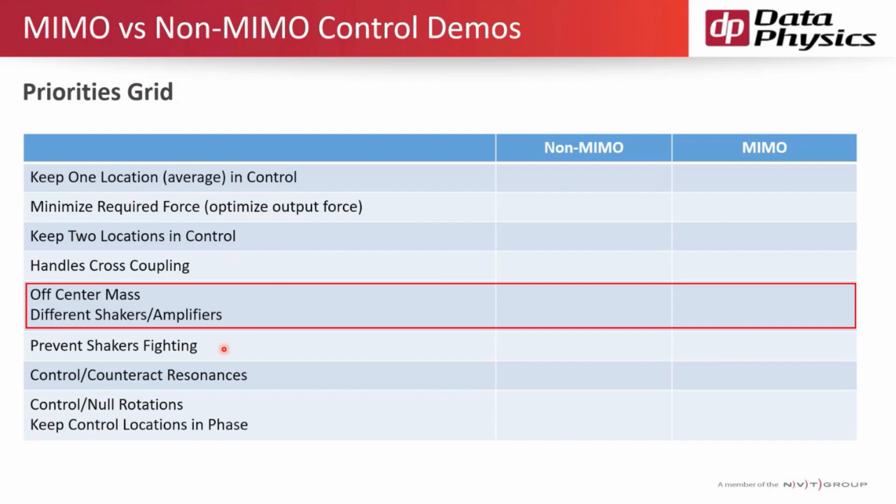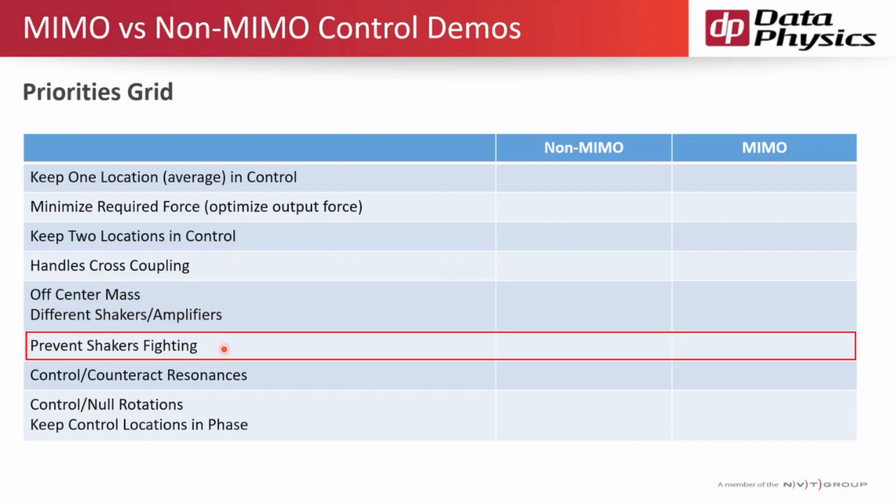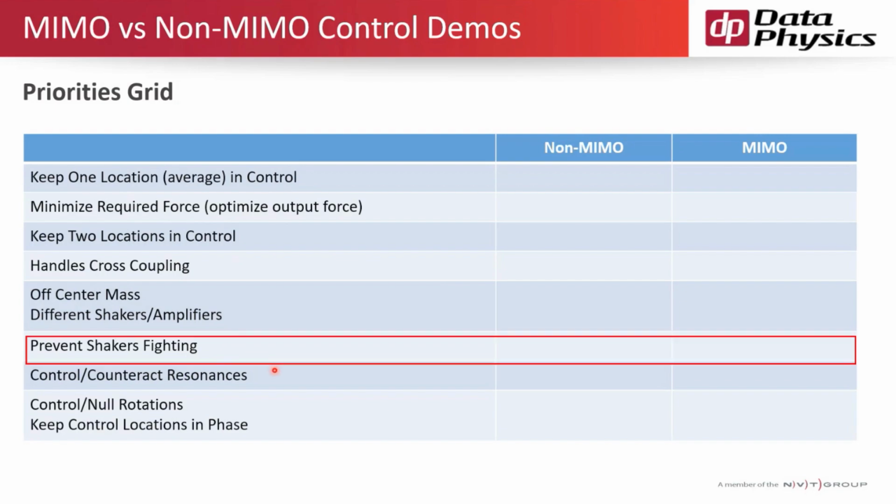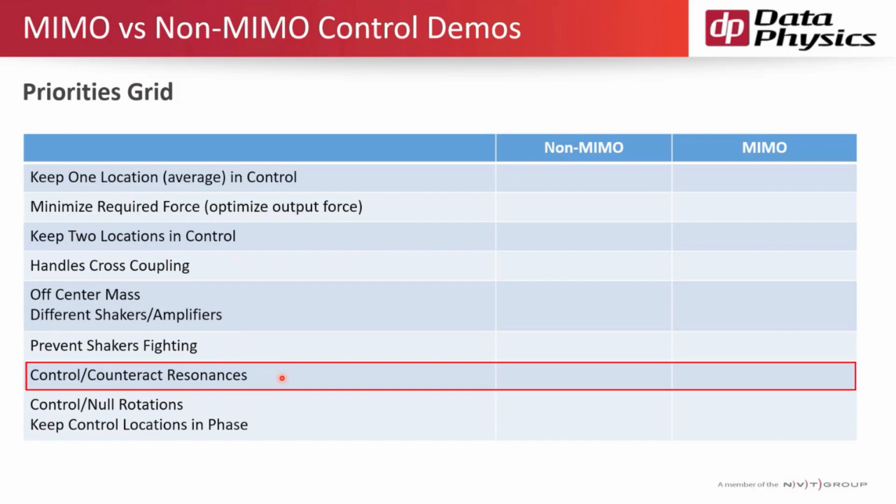If you're using a push-pull configuration especially, preventing the shakers fighting each other should be a pretty big concern of yours. You want to make sure those shakers don't fight each other and risk damaging your amplifiers or burning out an armature. Perhaps controlling or counteracting structural resonances is of concern to you. You want to make sure that structural resonances don't affect your control tolerances and your control points stay in control.